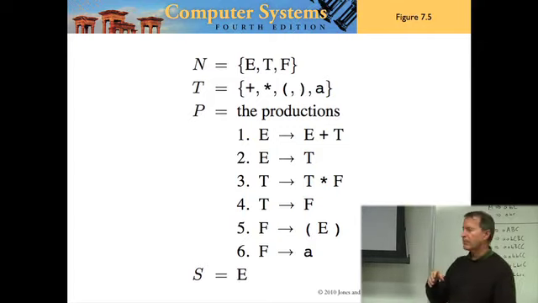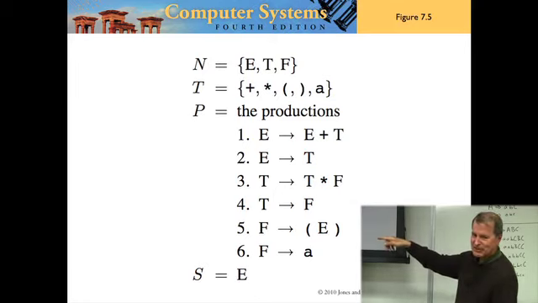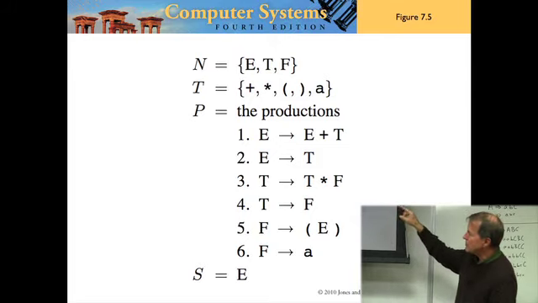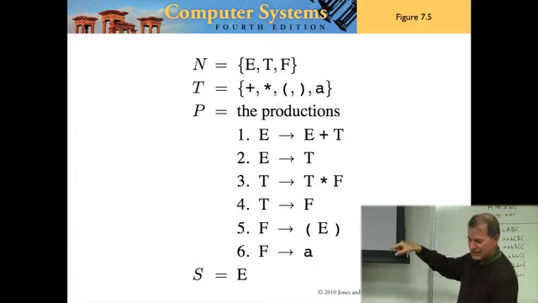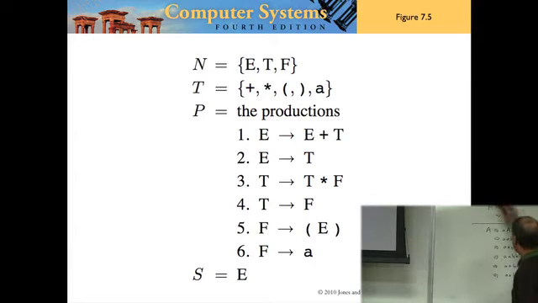I think this only uses binary operators. So if E is an expression and F is an expression, then T star, where T stands for term. The start symbol is an expression, and the non-terminals are expression, term, and factor, where F is factor. The alphabet is plus, star, left paren, right paren, A, and P are these production rules. So here, let me ask you this.